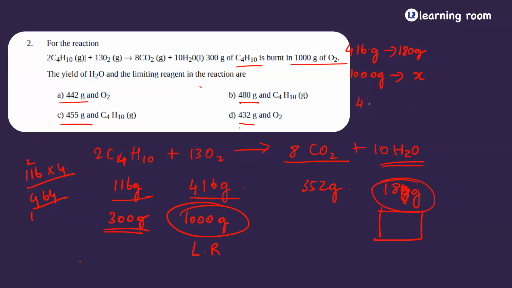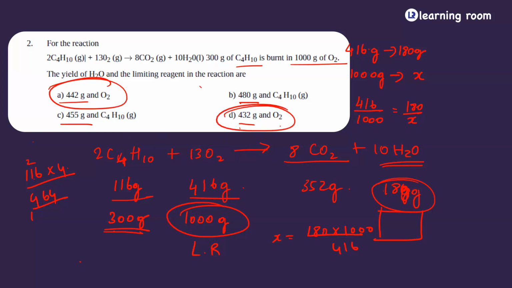அப்ப என்ன பண்ணணும்? 416 by 1000 is equal to 180 by X. So X is equal to 180 into 1000 divided by 416. What is the answer that you get here when you solve? So limiting reagent O2 னு வச்சிருக்கிற ஆப்ஷன் 2 தான். அப்ப A அல்லது D ல ஏதோ ஒரு ஆன்சர் தான். அப்போ what will be the answer? ஒண்ணும் இல்ல 1800 by 416 போடுங்களேன். into 100 இருக்கட்டும். into 10 இல்ல into 100. 432. சரியா?